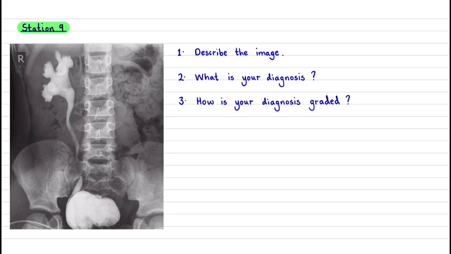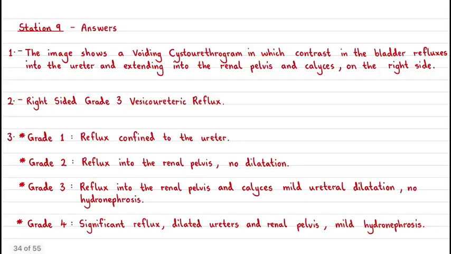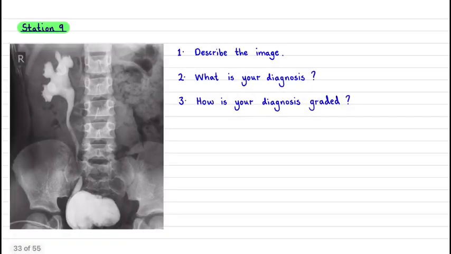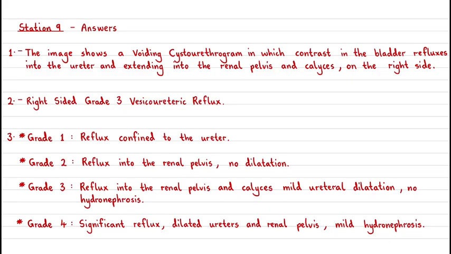So station 9 says, describe the image. What is your diagnosis? How is your diagnosis graded? So the image shows a voiding cystourethrogram in which contrast in the bladder refluxes into the ureter and extending into the renal pelvis and calyces on the right side. So this is a voiding cystourethrogram like we discussed earlier, and it shows contrast which refluxes into the ureter and extending all the way into the renal pelvis and calyces on the right side. That is what I was describing here.